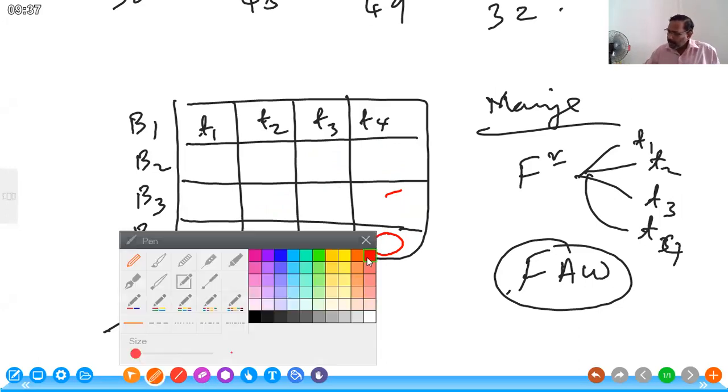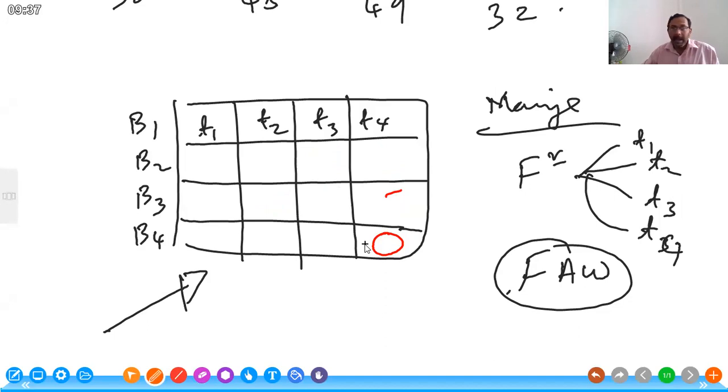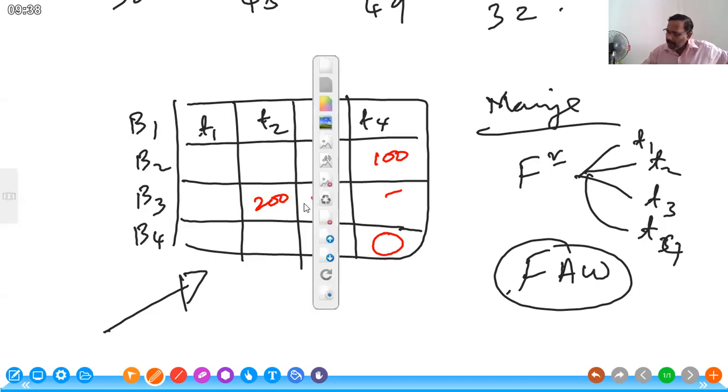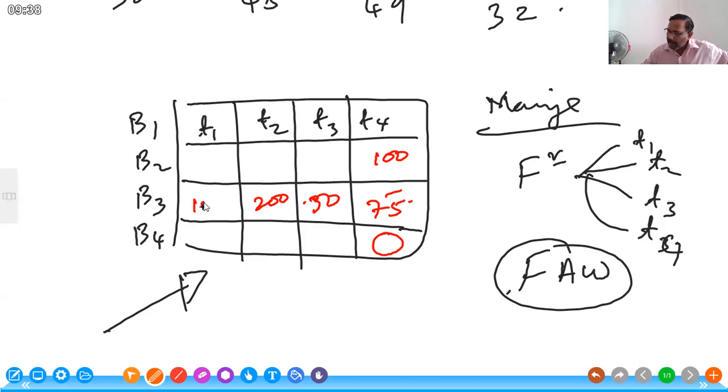So maybe the plant density is the same. We say plant density is the same in each part. Here maybe 100 armyworms attack. Here maybe 200 attack. Here maybe only 50 is there. Here maybe 75 armyworms. Here maybe 100 armyworms. So there's no pattern. Randomly, the numbers are random.